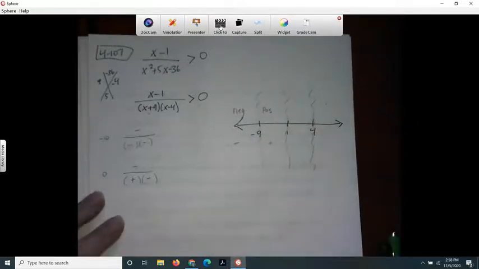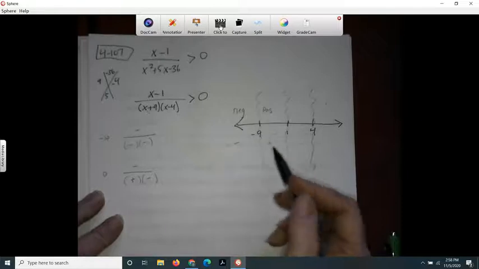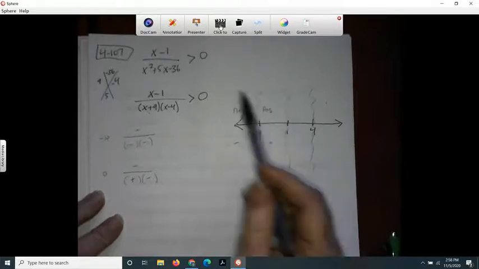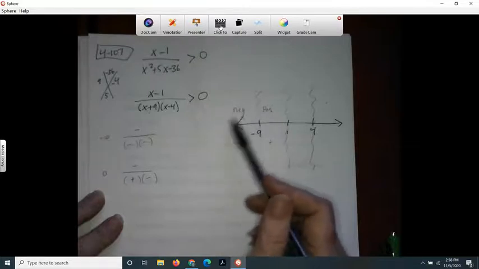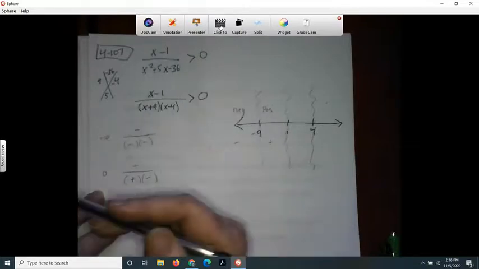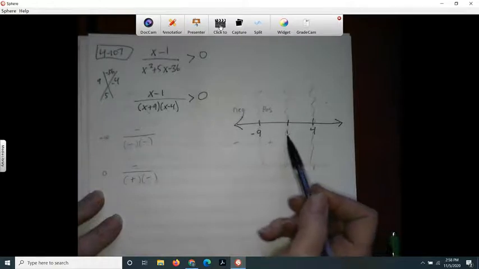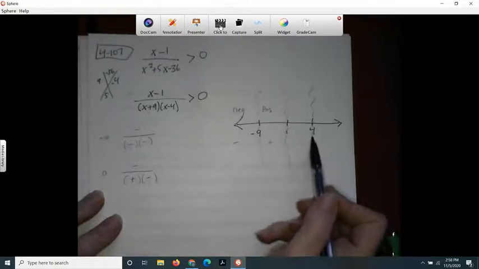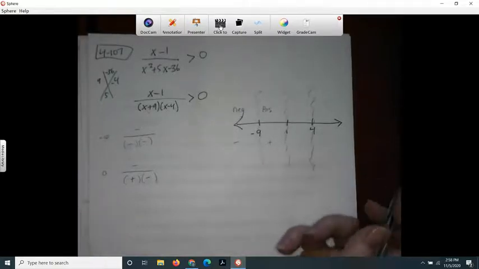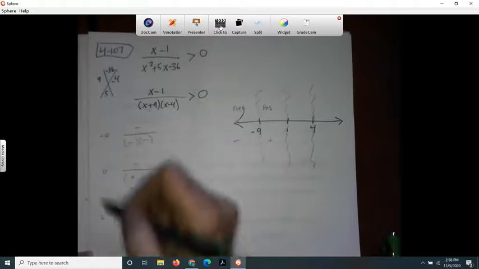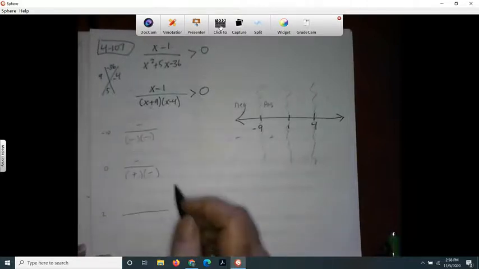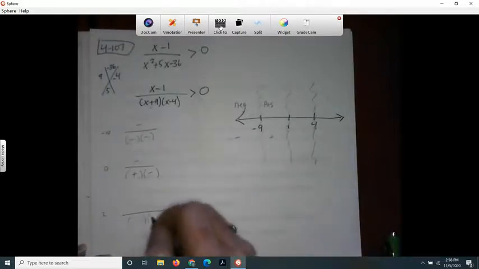Okay, because I'm looking for the positive regions because those are the solutions. The negative ones are not solutions. They don't make this true. What's a number between 1 and 4 that I could easily use? I could use 2 or 3. Let's just use 2. And you don't have to write all these down. I'm just writing them down so I don't forget what I did, and so you can see my thought process.